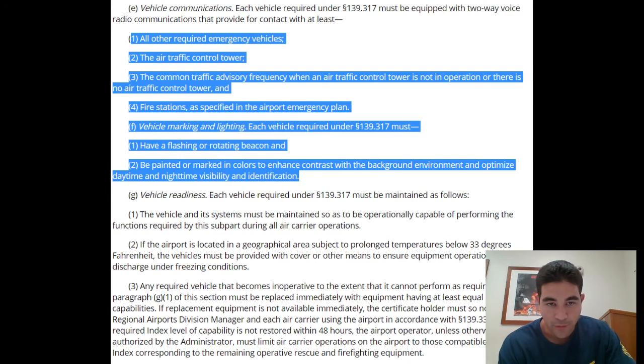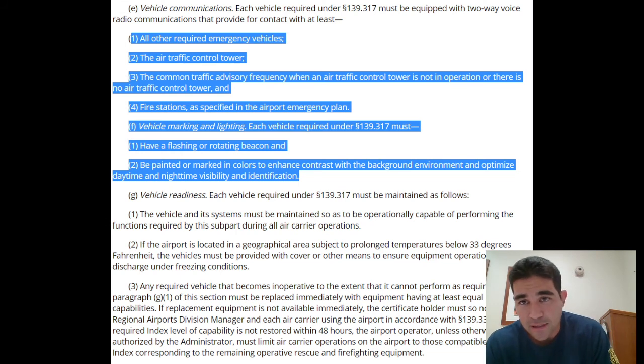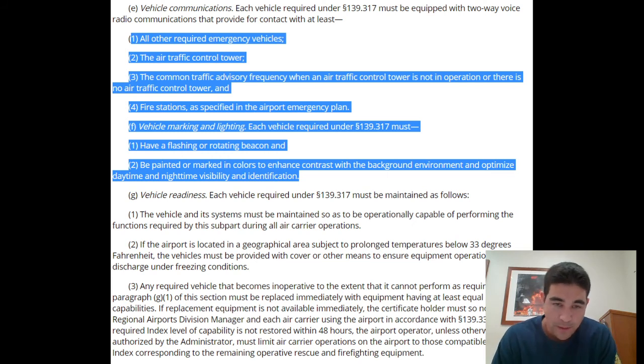But for us at our airport, we are an index D, but we have enough trucks to be an index E airport. So even if one of our trucks goes down, we still would have enough agent to cover our index. But that's pretty much it. Those three are super important. 319, 317, 315, FAR 139. Hope it wasn't too boring, but definitely got to memorize this stuff if you're an airport rescue firefighter.